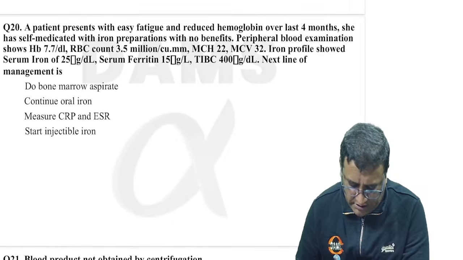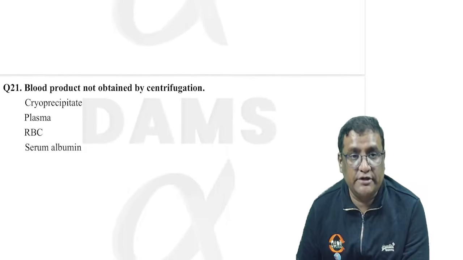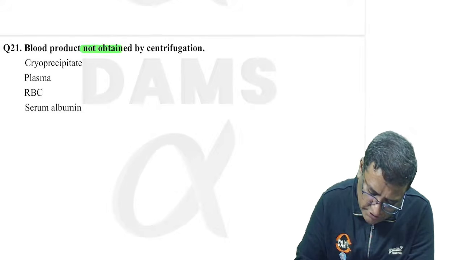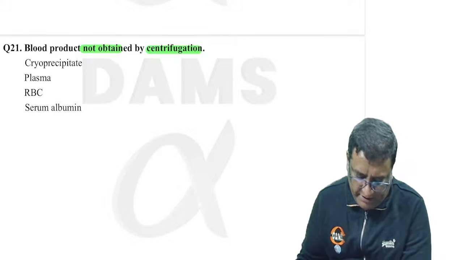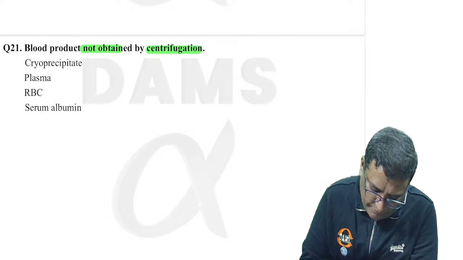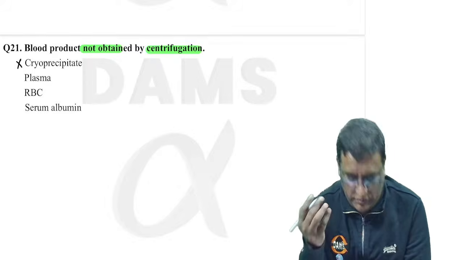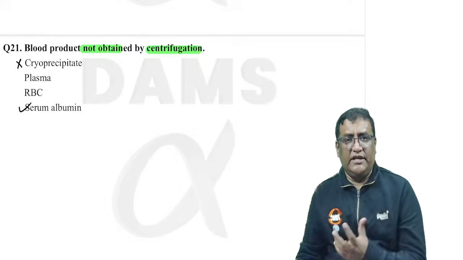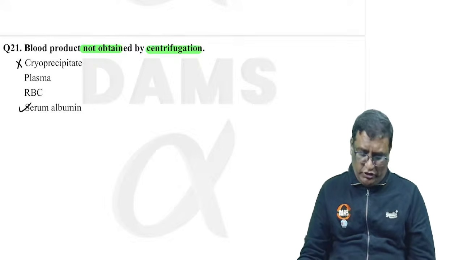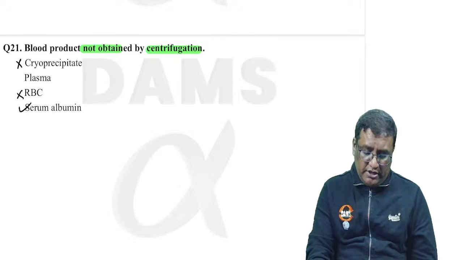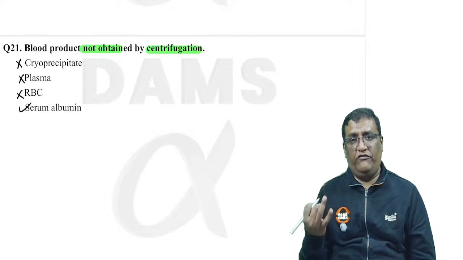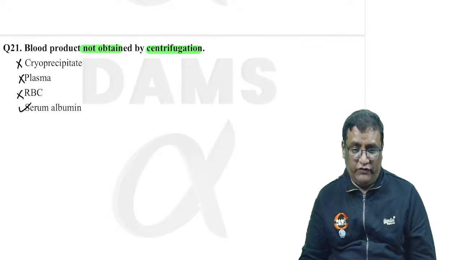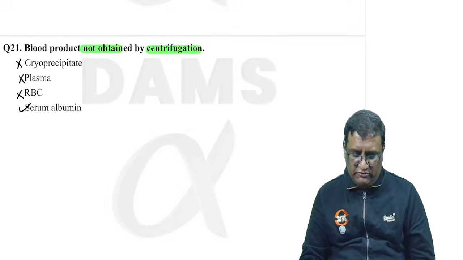So let us look at the next question, the 21st question. Blood product not obtained by centrifugation. The blood product which is not obtained by centrifugation is... cryoprecipitate? No, for cryo you have to centrifuge. Plasma, RBC, serum albumin. Answer is serum albumin. For serum albumin, you do not need to centrifuge at all. RBCs, no, you have to. FFP also you have to centrifuge. Platelet, FFP, cryoprecipitate, packed RBC, granulocyte concentrate, all of them you have to centrifuge, isn't it? The answer will be albumin.